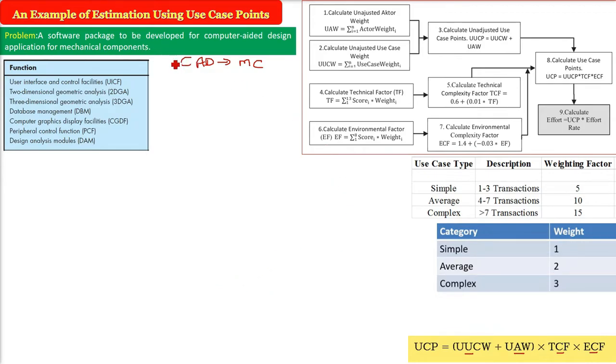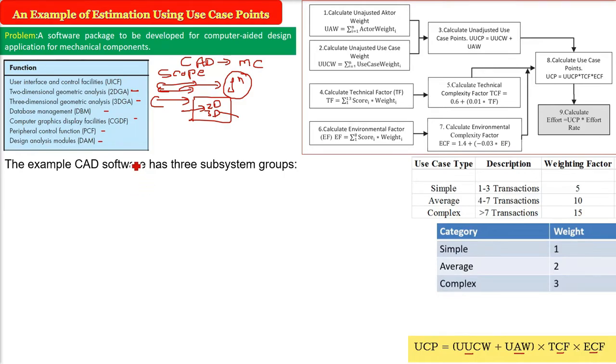Before that, we need to know how many major functions there are in this project. As I said, we'll write the scope and then try to bound these sentences or narrations. Then we'll find out the major functions from there, and then we'll start our use case point computation. So let us assume that we have found out all these CAD software functions, because in CAD we have to do two-dimensional geometric analysis, three-dimensional geometric analysis like this. For example, we have to do the peripheral control functions. So all these have been defined.